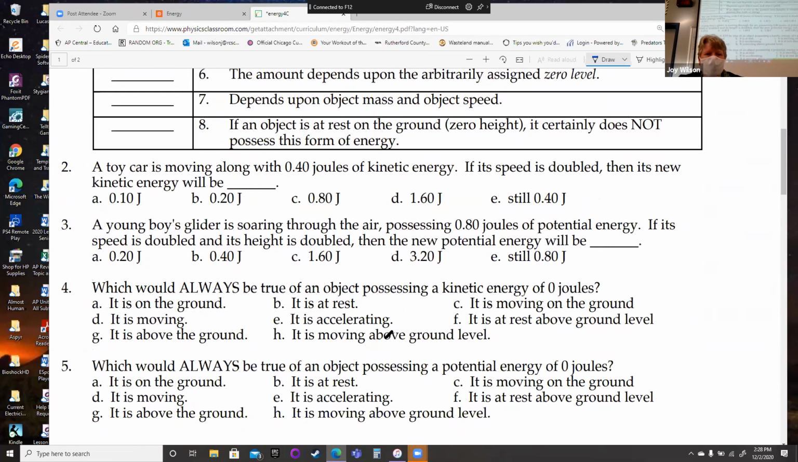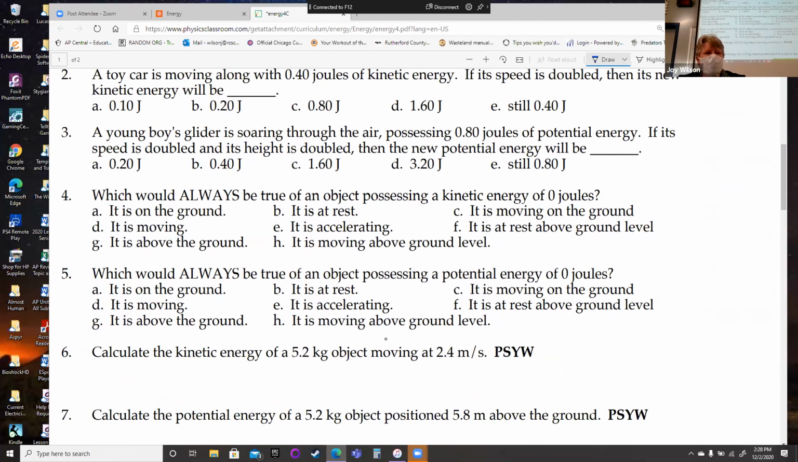Let's go down here and work one of these. Let's work number 3. A young boy's glider is soaring through the air, possessing 0.80 joules of potential energy. If its speed is doubled and its height is doubled, then the new potential energy will be what?